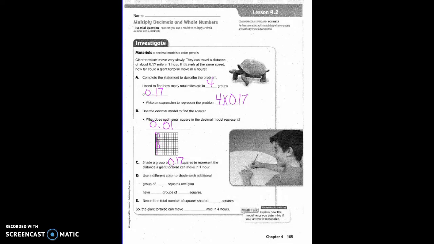Use a different color to shade each additional group of 1,700 squares until you have 4 groups of 1,700 squares. So we need to do another group, right? So you can just shade differently with your pencil, okay?